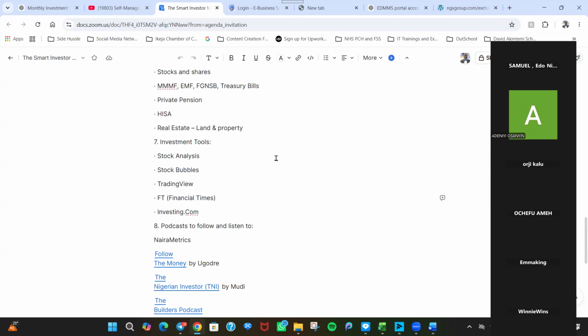All these investment tools, they are websites. Yes, they are websites, and they do the same thing.